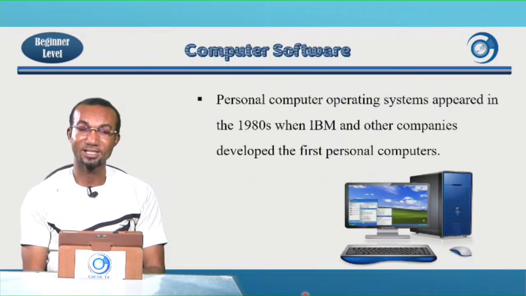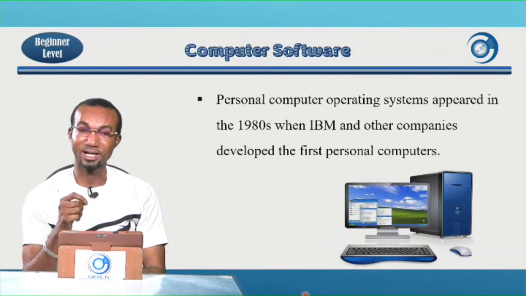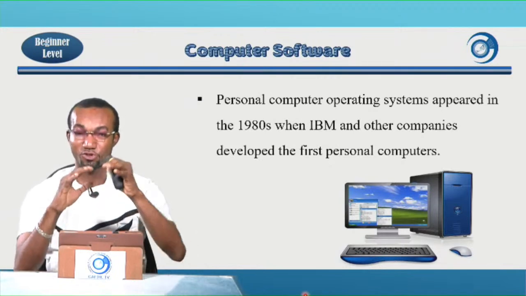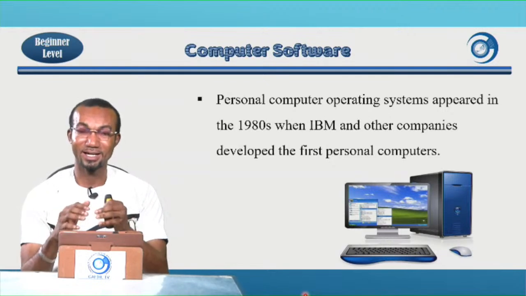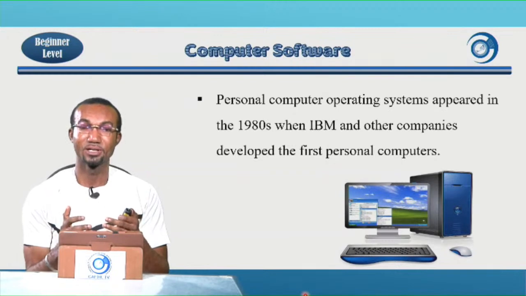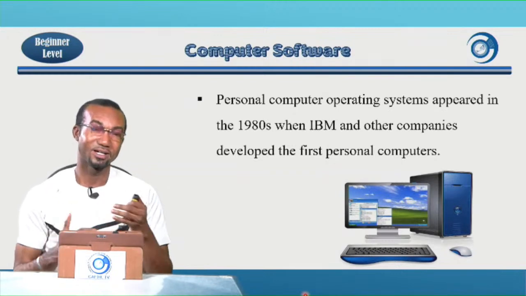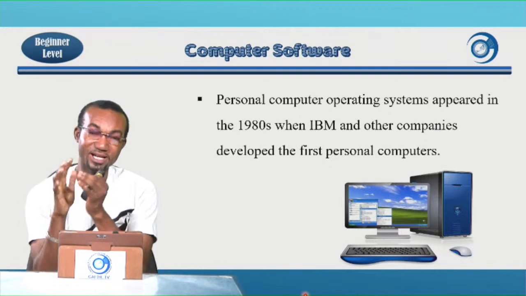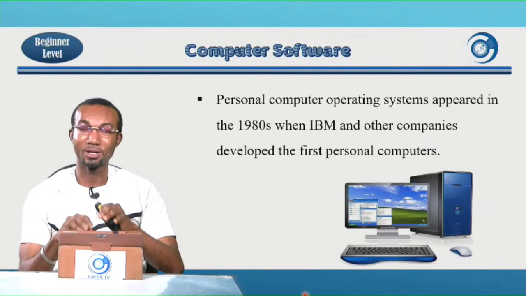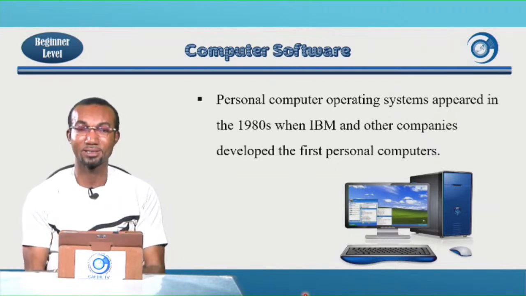Now let's look at how operating systems came about. Personal computer operating systems appeared in the 1980s. When IBM, International Business Machines, and other companies first developed personal computers, they made computers smaller so that you and I can own one and use it at home or at our workplaces. Most of their operating systems were specialized, or the command line, where you have the black screen and you only have to type commands.